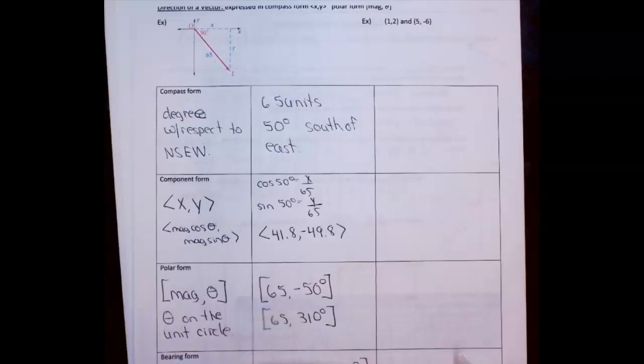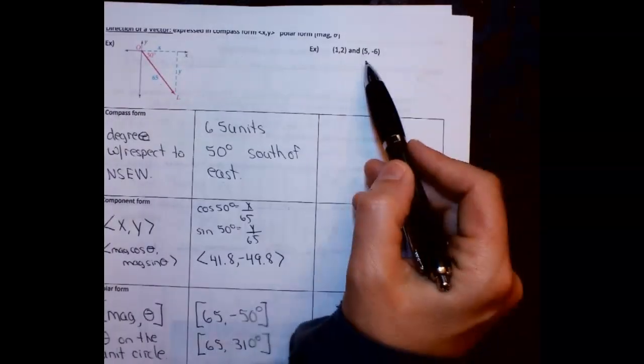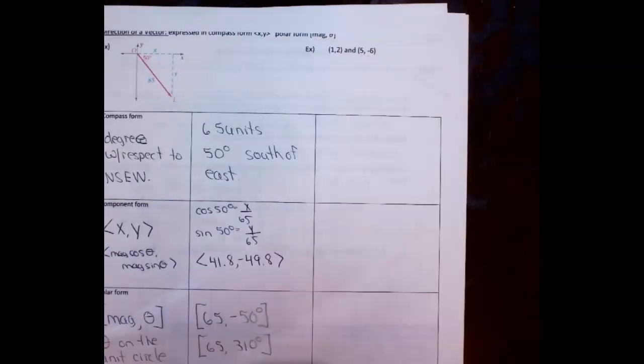Okay, now we're going to go and do the same thing for the second example, but in this particular case, I've not been given a picture. This is the information I've been given. I'm going to go ahead and pause and draw that out for us.